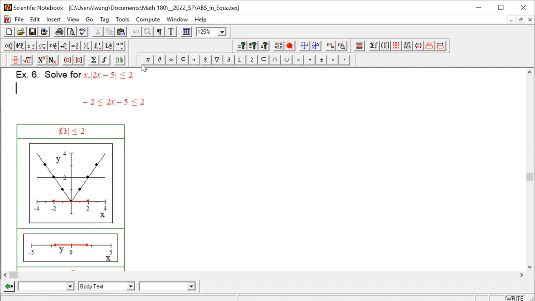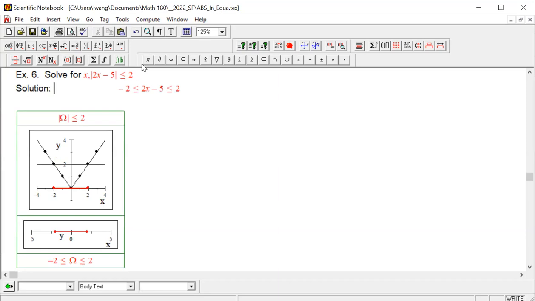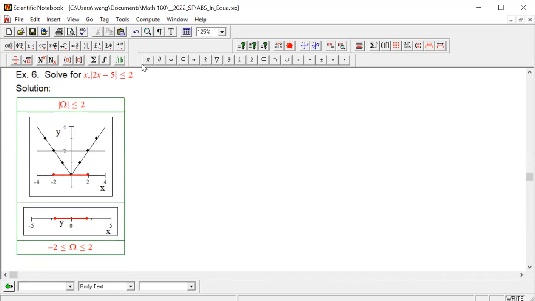So I started solving. I started to show my work to the reader. Wait, what did I do? Let me do it over, okay?